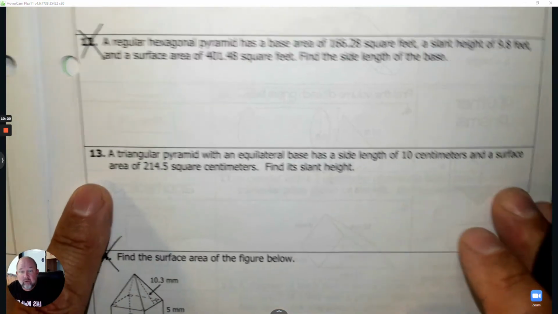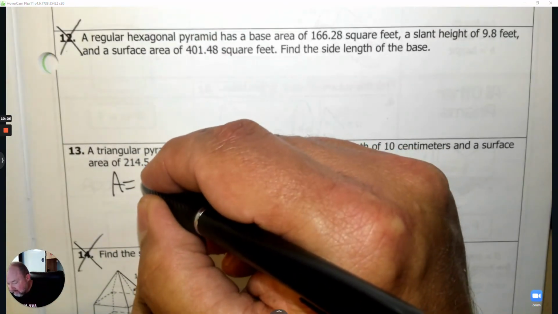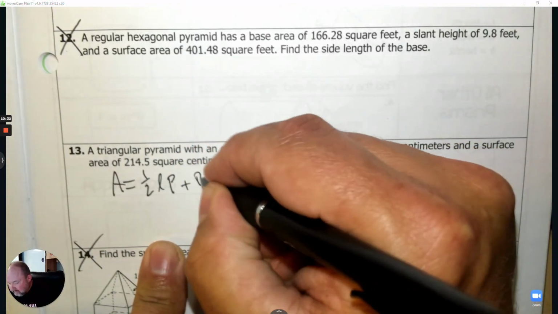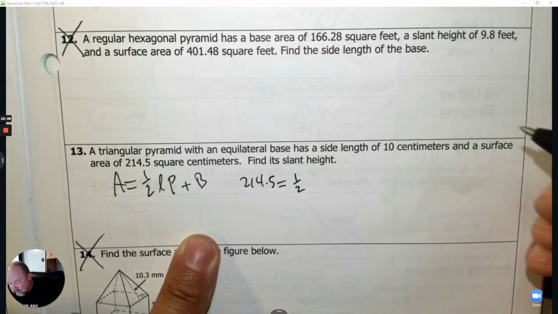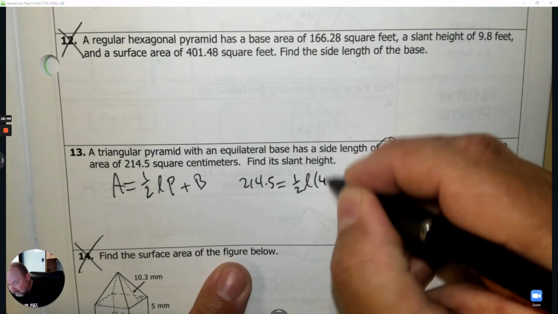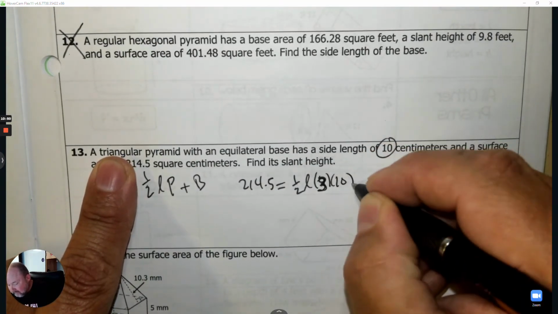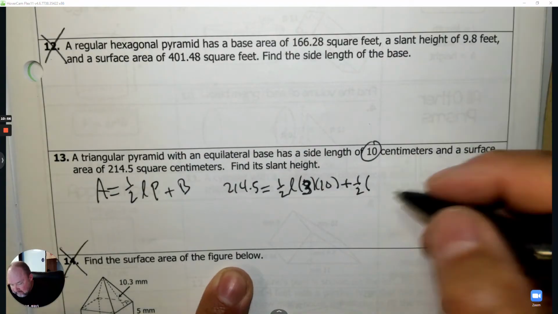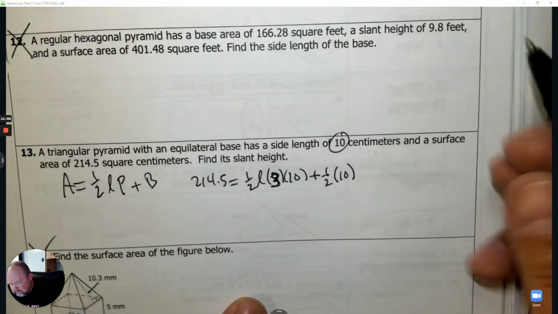Don't do 14. So a triangular pyramid, equilateral base, side length. So we know that it's 1/2 the slant height and the perimeter plus the base. So we know the area is 214.5. The slant height, I don't know. The perimeter. So to find the perimeter of the base, we're going to go 1/2 times, it's a triangular pyramid, so 3 sides. So 3 times 10 plus the area of the base, which is a triangle, so it's half the base times the height of that triangle.